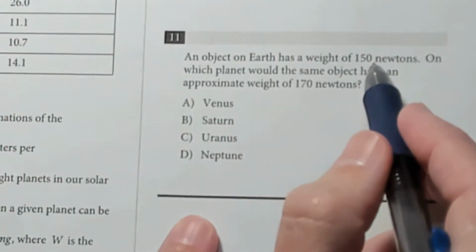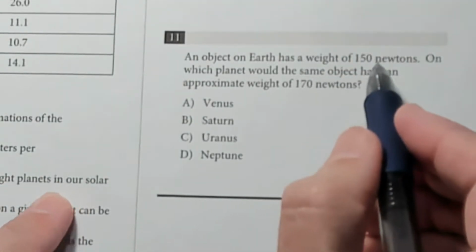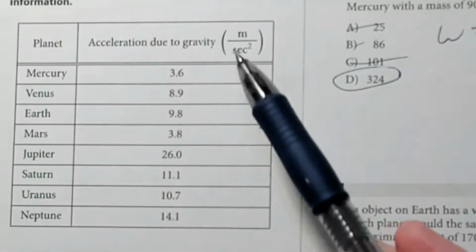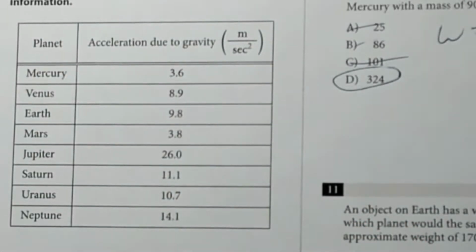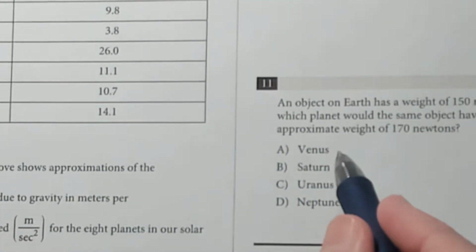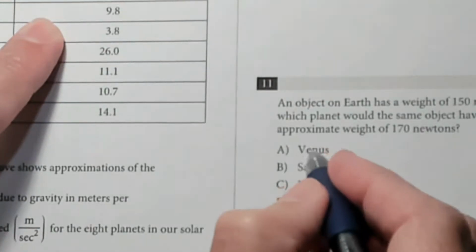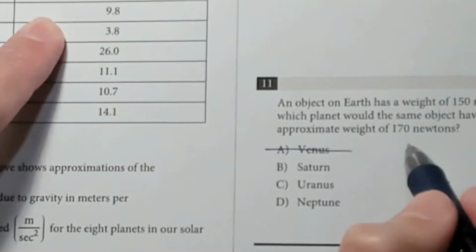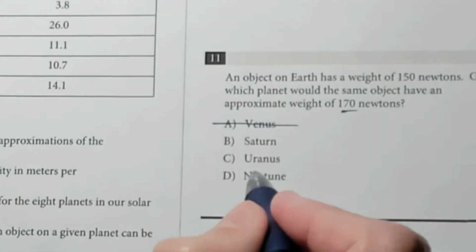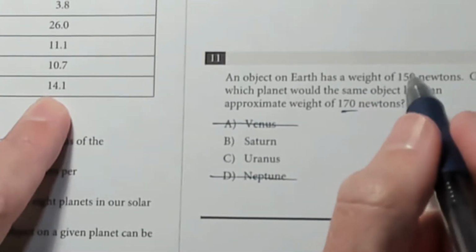Object on Earth is 150 newtons. What planet would be 170? Okay, so it's 150 on Earth, right? Let's look at our other ones. So you got Mercury, Venus, Earth, all these. Now, when I look at these, I see Venus. Wait, Venus was 8.9, which is less than Earth. So it can't be Venus because we know the weight increased to 170. Then we also know Neptune. Neptune is 14.1. It's not going to be that because that's an extreme amount.